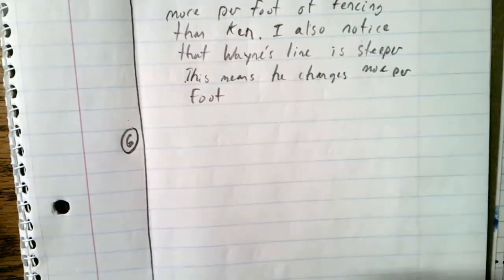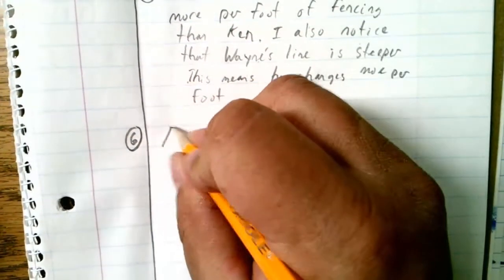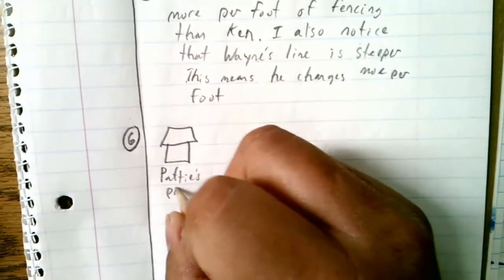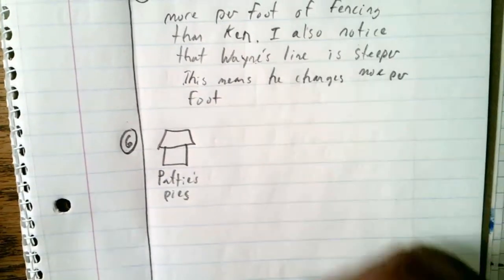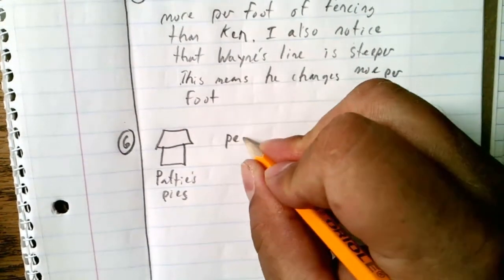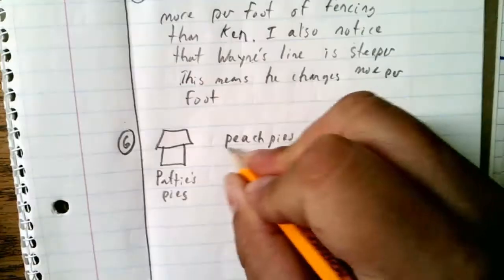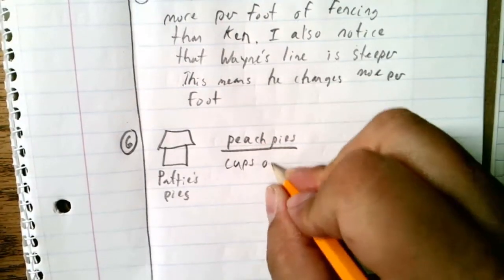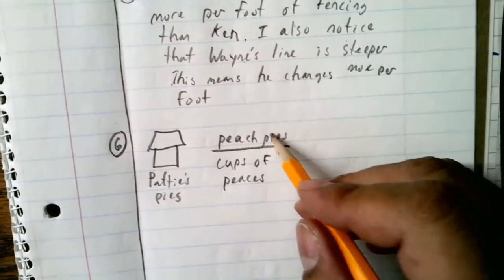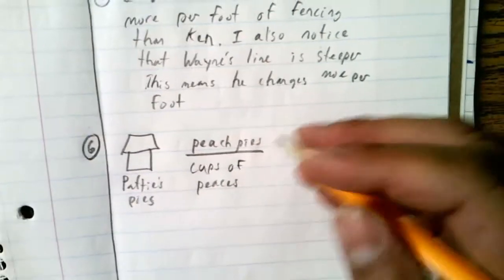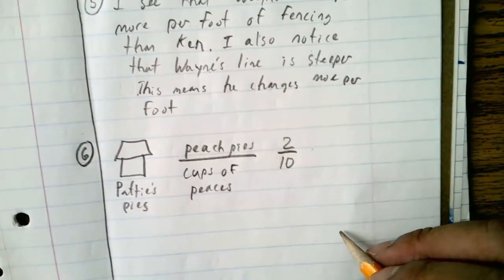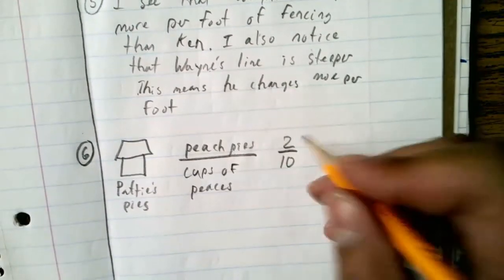Ugh. All right, real quick. We have a restaurant called Patty's Pies. I understand the ratio they give us is peach pies to 2 cups of peaches. What this is saying is, this should make sense, to make pies you need peaches. So to make 2 of them, I need 10 cups of peaches. All right, so there's our ratio, 2 to 10.